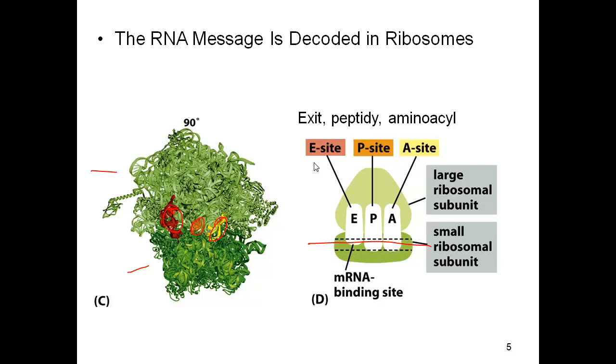The sites are the exit site, or E site, the peptidyl site, or P site, and the aminoacyl site, or A site. At the peptidyl site, this is where the tRNA sits that has the peptide attached to it. The aminoacyl site is where the tRNA that's bringing the new amino acid is connected. You will need to memorize the names of these sites.